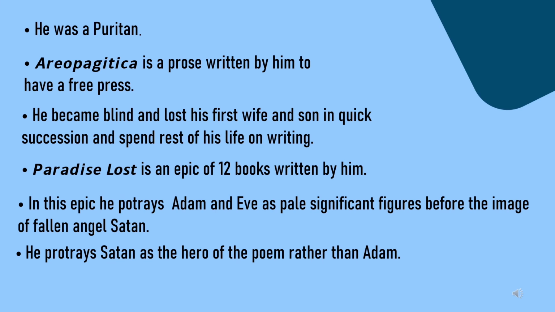He was a Puritan, and Areopagitica is a prose work written by him to argue for a free press. He became blind and lost his first wife and son in quick succession, and he spent the rest of his life writing. Paradise Lost is another epic of 12 books written by him. It's a well-known epic, and in this epic, he portrays Adam and Eve as pale, insignificant figures before the image of the fallen angel Satan. He portrays Satan as the hero of the poem rather than Adam.